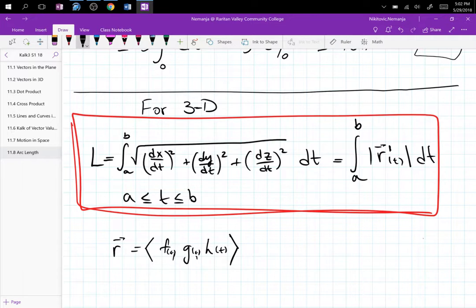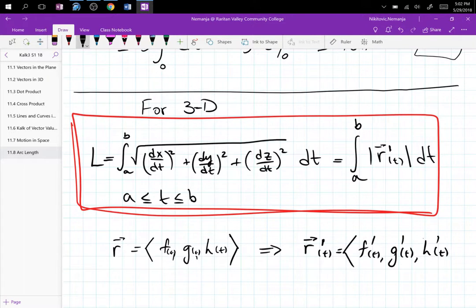So in some cases this is useful, in some cases that is useful. Let me just write over here, this implies that r prime of t is going to be f prime of t, g prime of t, and h prime of t. Again, each one of these is independent, so you have to solve all of them. Good.